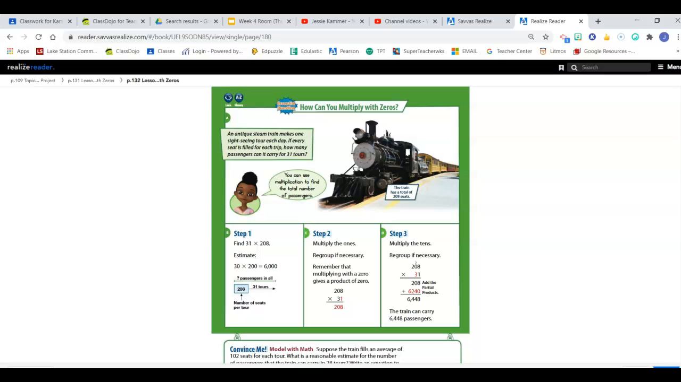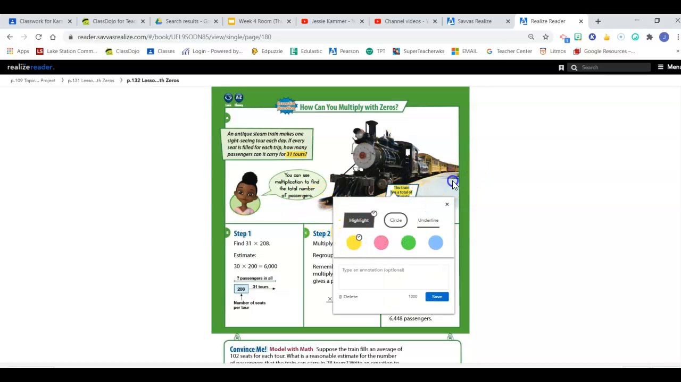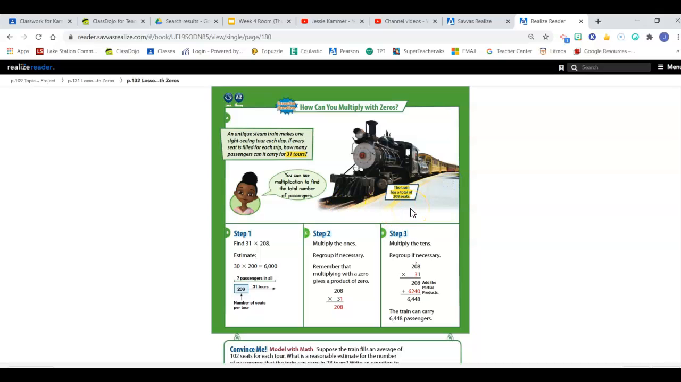An antique steam train makes one sightseeing tour each day. If every seat is filled for each trip, how many passengers can it carry for 31 tours? Whenever you do a problem like this, you have to look for one of the numbers in the story problem and then one of the other numbers on the diagram. So here you have 31 tours. The train has a total of 208 seats. You can use multiplication to find the total number of passengers. So they're going to take us through the steps.